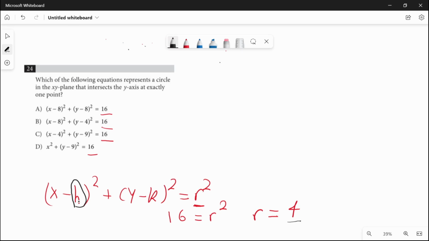It is the x coordinate of the center of the circle. So now let's check which answer choice has an h that's equal to 4. It will turn out to be choice C. Choice A has a center that's equal to 8, same with choice B, and choice D has a center that's equal to 0. So choice C is the correct answer for this question.